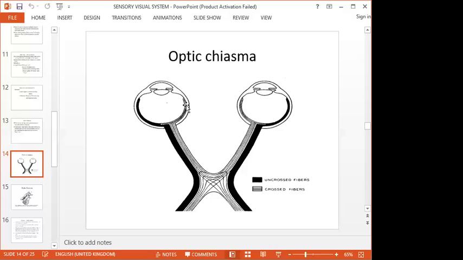Only in conditions where the anterior part of the eye is affected, with the posterior part, the retina and everything, intact. If the retina is completely affected here, even if you shine a torch there, they will not see the light.